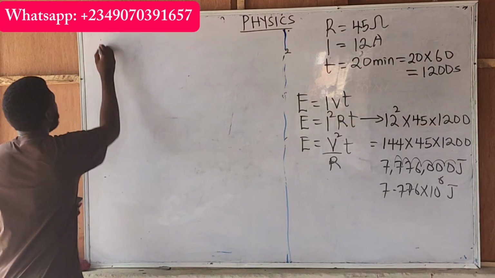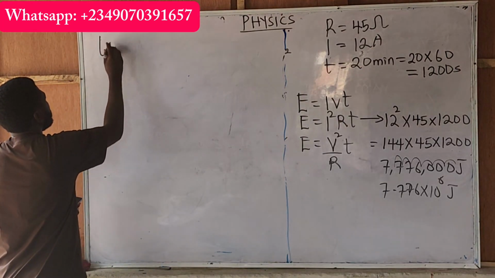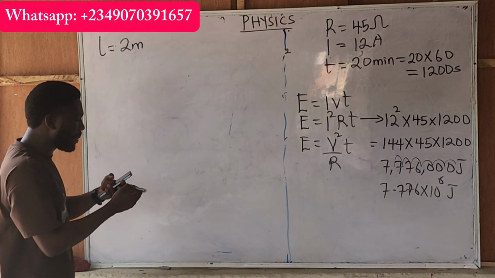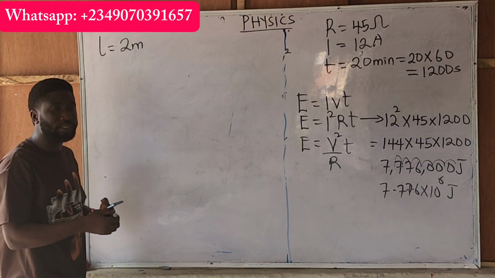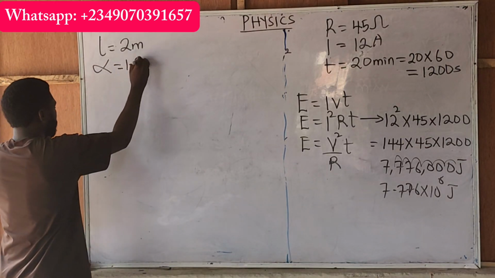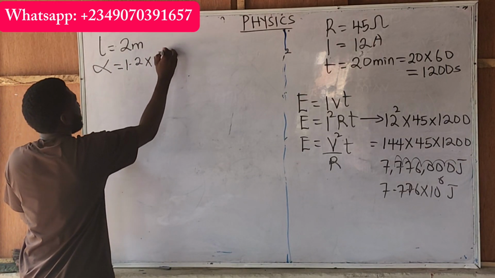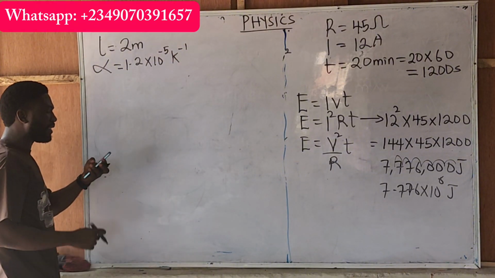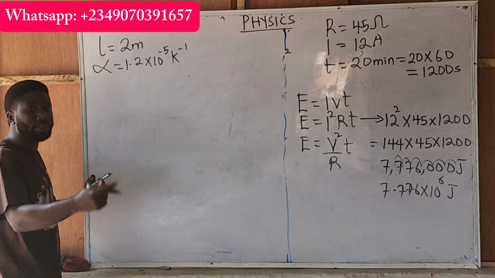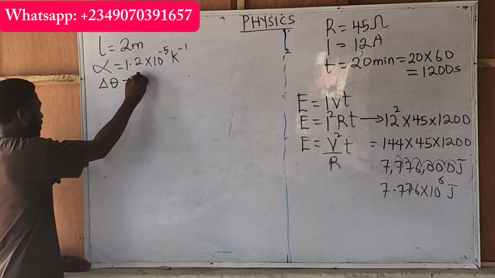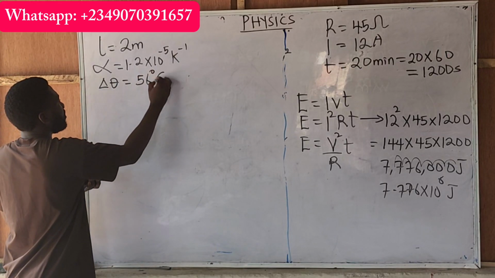So the next question, it says a metal rod of length 2 meters. So the length of the metal rod is 2 meters. And a coefficient of linear expansivity, this is the symbol, and it has its value to be 1.2 times 10 raised to the power minus 5 per Kelvin. If the temperature of the rod is increased by 56 degrees Celsius, so that is what we call the change in temperature, which is 56 degrees Celsius.